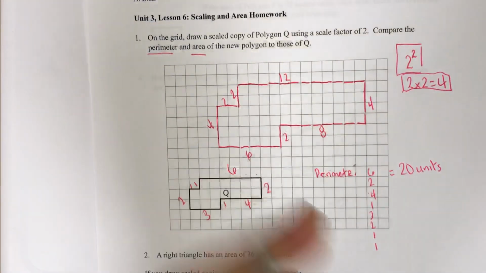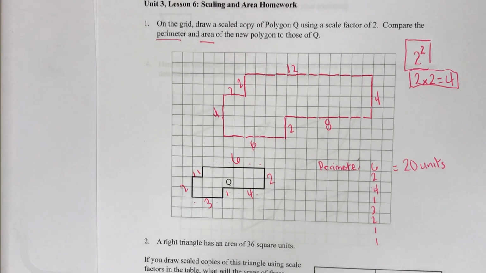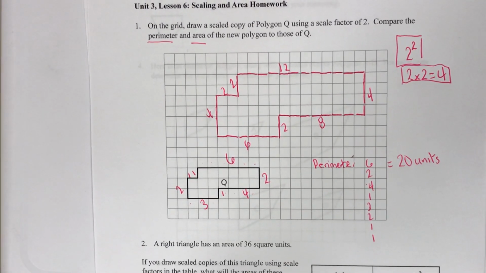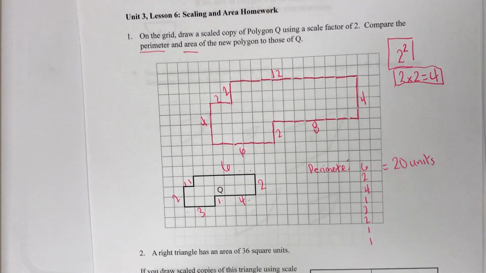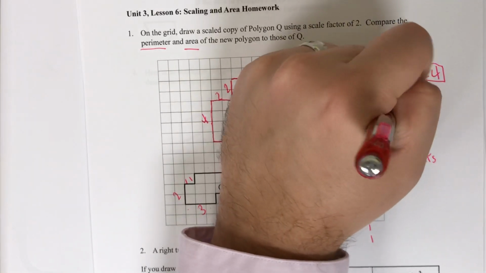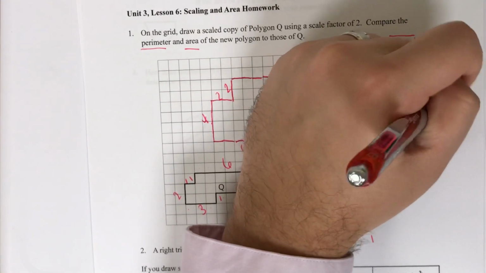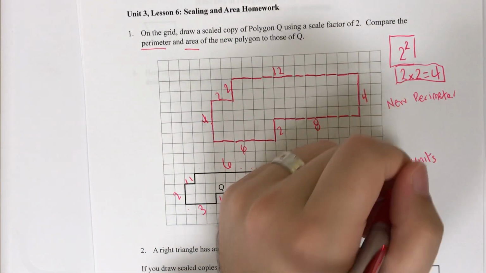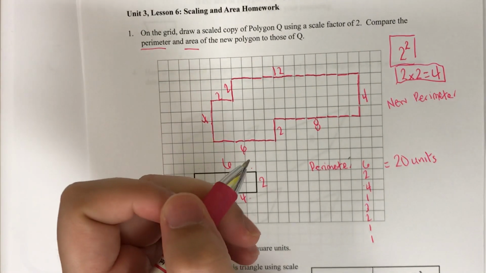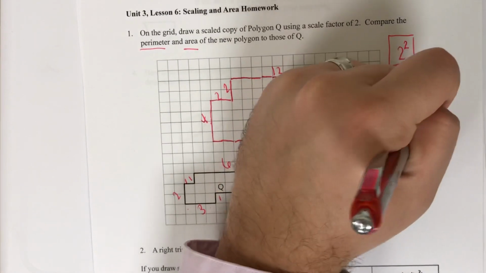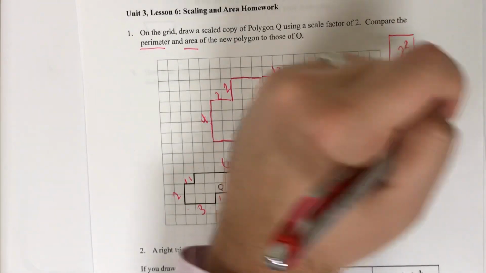Now when we talked about perimeter before, we know that perimeter is directly affected by scale factor. So to find the new perimeter of this shape, if it's scaled by 2, we take our perimeter and double it. We multiply 20 by 2, which equals 40 units. So our new perimeter should be 40, and we're going to check that work.